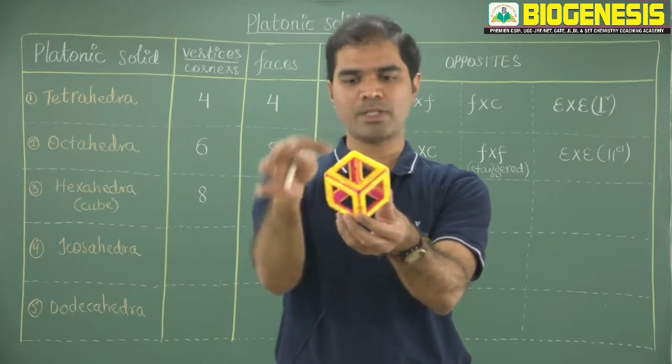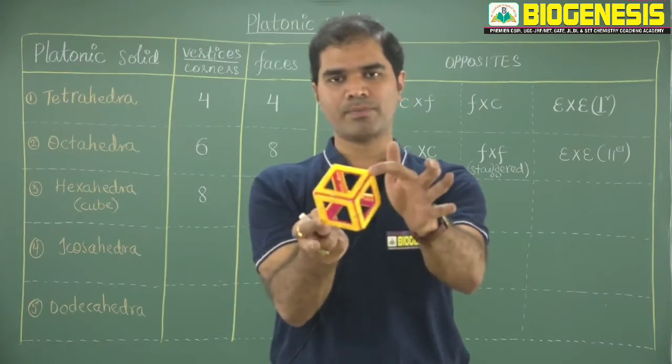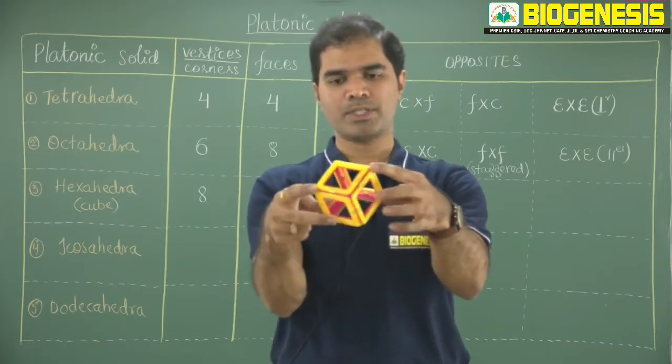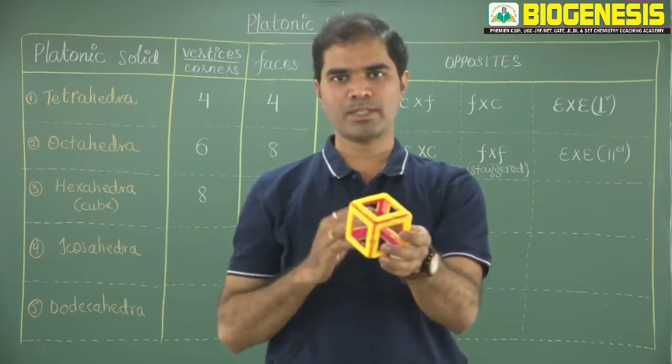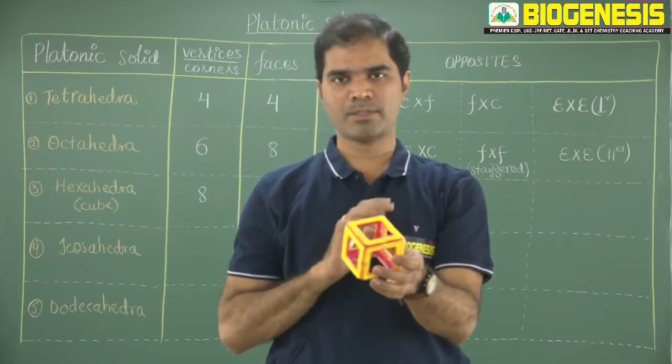I may choose this corner, opposite is another corner. And for this, opposite is this. So for any corner, opposite is another corner. Corner to corner is established.